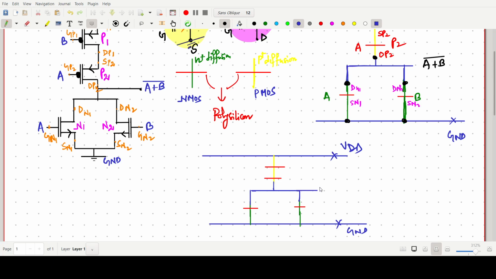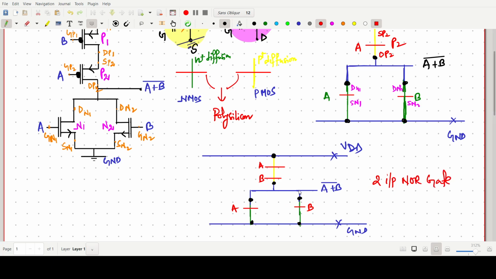We are taking output from this, so this should be A plus B bar, and we have to make contacts. So black color contact here, green and red contact, green and red contact. So this will be our A, B, A and B. So this is the generalized structure for this two input NOR gate.